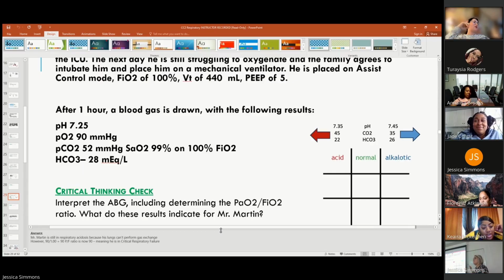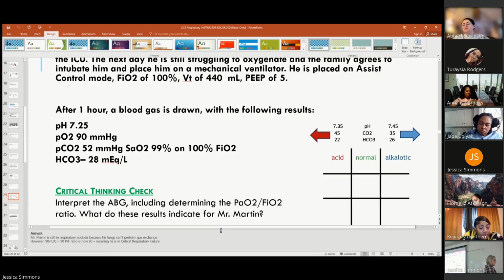If you're thinking about the stages of ARDS, where we were talking about the exudative, proliferative, and what was the last one? Fibrotic. There is so much injury that has occurred in Mr. Martin's lungs that his ability to oxygenate is practically gone, and he's on 100% FiO2. There's no more oxygen we can give you. It doesn't go over 100%.